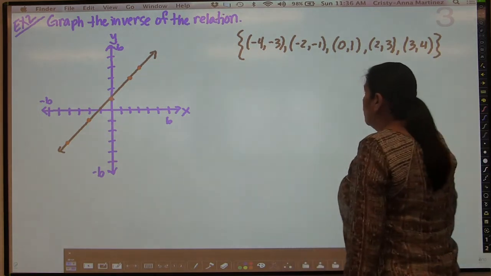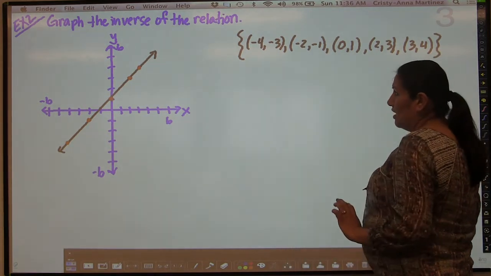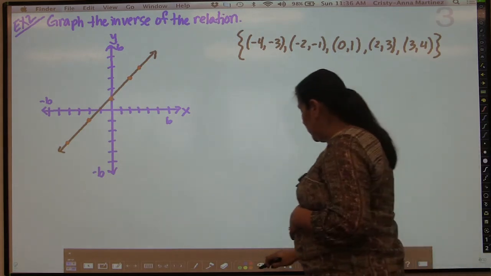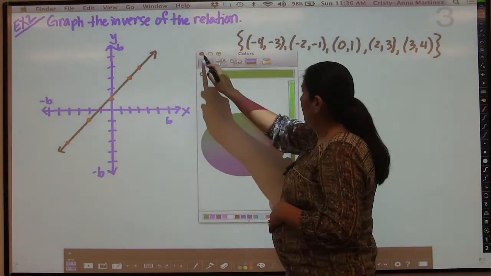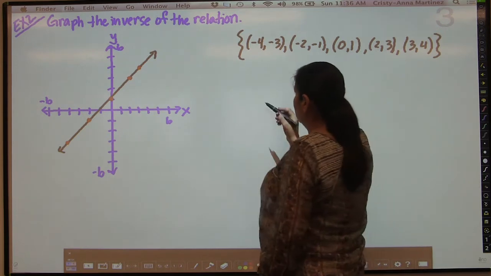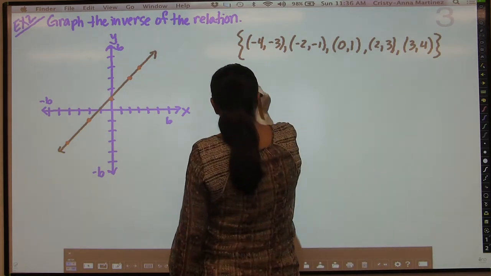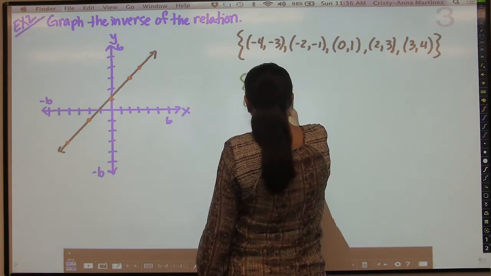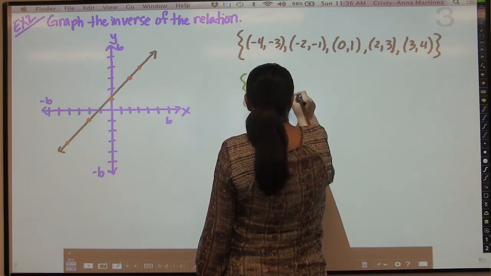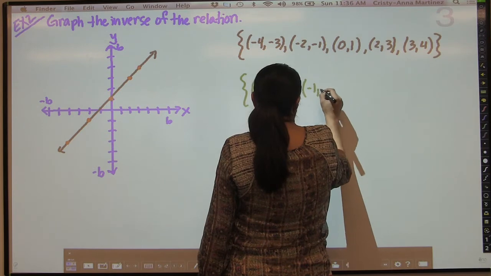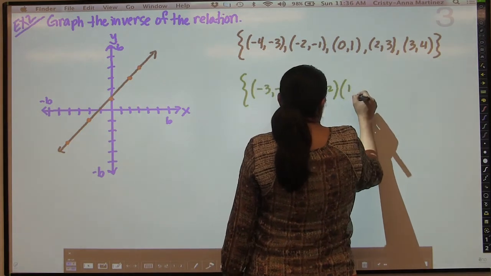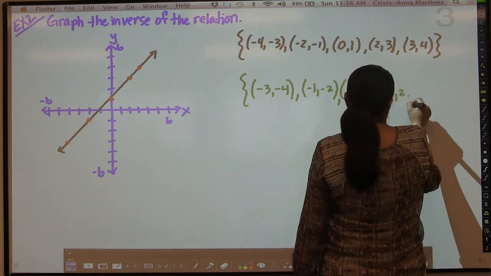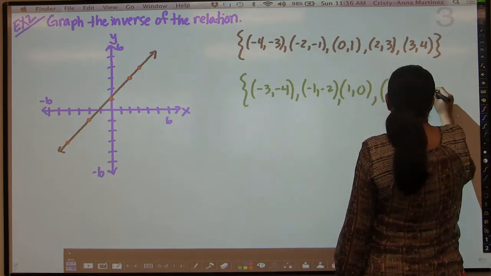Okay, so those are the points that are already on the graph, but I want to graph the inverse. So the first thing I have to do is take these points and invert them, exchange the x and y's. So the actual inverse relation will be the inverse of all of these. So it'll be (-3, -4), (-1, -2), (1, 0), (3, 2), and (4, 3).